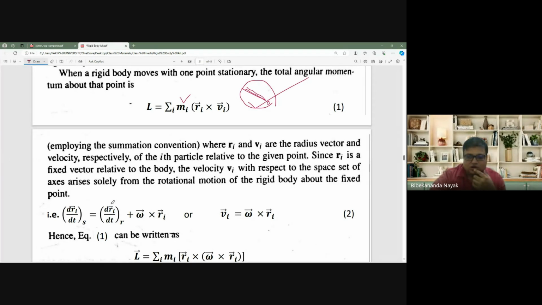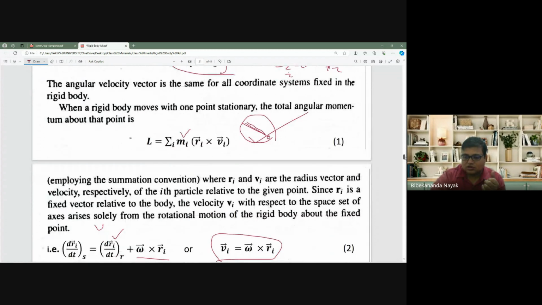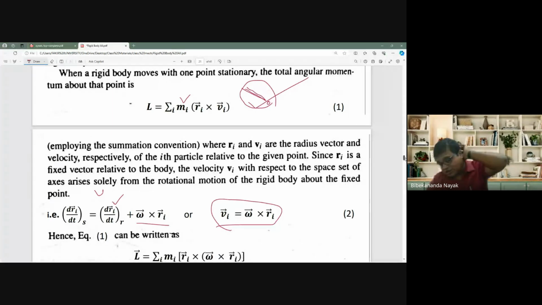So dri by dt is equal to 0 in the rotating frame. Then dri by dt in space is equal to dri by dt in the rotating frame plus omega cross ri. And since the rotating-frame term is 0, dri by dt is equal to omega cross ri. And dri by dt in space means the normal velocity, so vi is equal to omega cross ri. For a rigid body we get this equation. You must remember that vi is equal to omega cross ri. It comes from this analysis: the space frame is rotating with omega, but for the rigid body the distance is fixed, so the term inside the rigid body is 0.